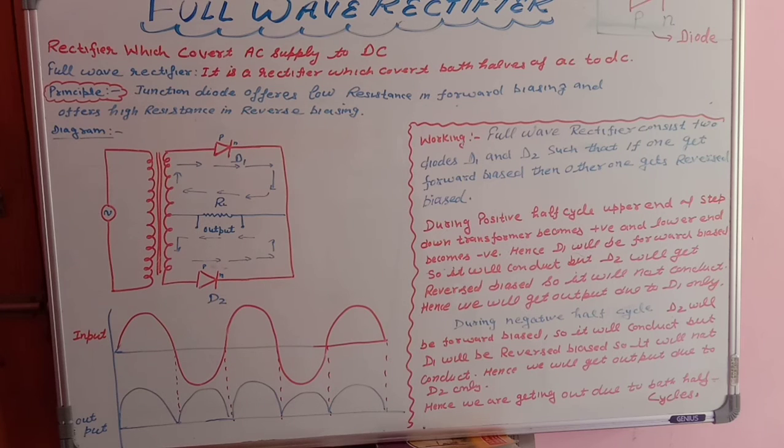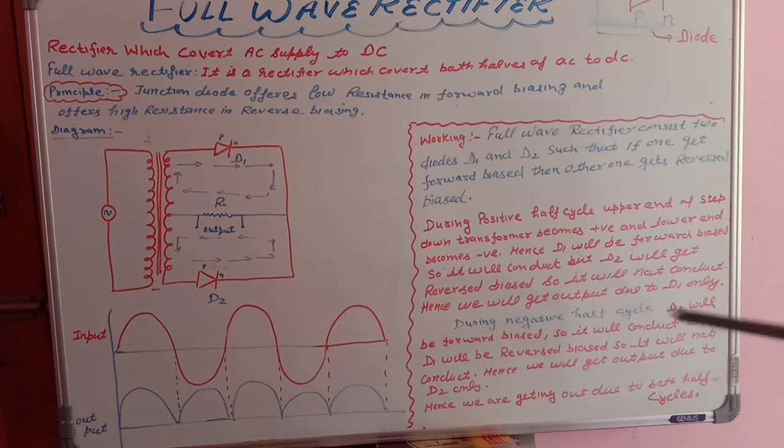Once again I am telling you, during the positive half cycle the upper end will be positive and the lower end will be negative. So you can just join the diodes D1 and D2, and you will get that during the positive half cycle D1 will be forward biased and D2 will be reverse biased. And I told you in forward biasing the diode will conduct, so D1 will conduct and D2 will not conduct, means due to D2 we will not get any output. So that means we will get output due to D1 only.